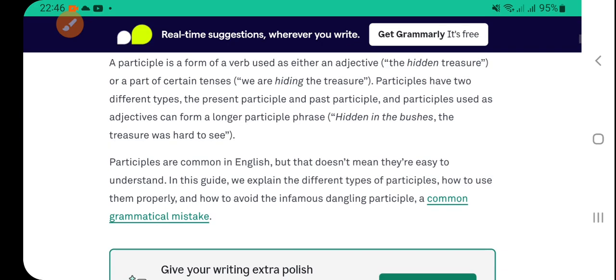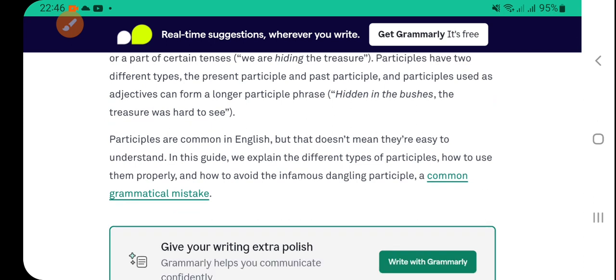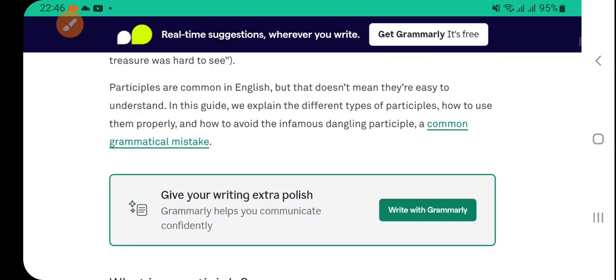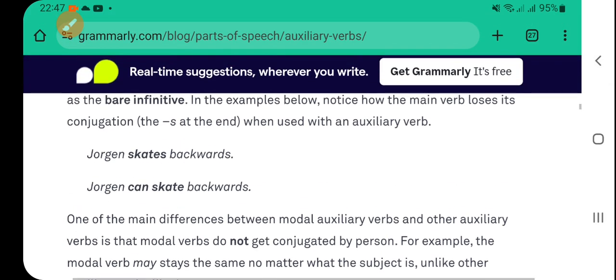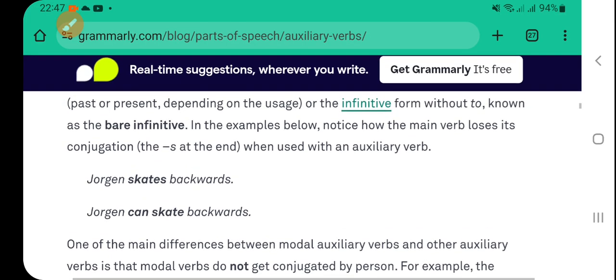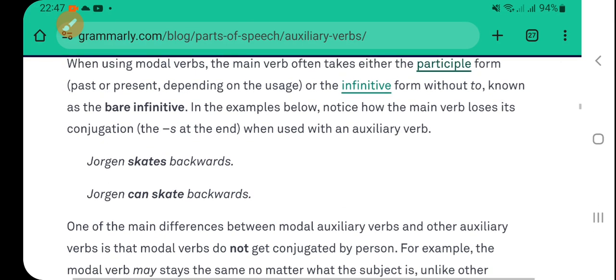So participles have two different types, the present participle and the past participle. A present participle used as an adjective can form a longer participle phrase: hidden in the bushes, the treasure was. Participles are common in English, but that does not mean they are easy to understand, right? So don't indulge too much, that's a participle. Next, a participle is past or present depending on the usage.